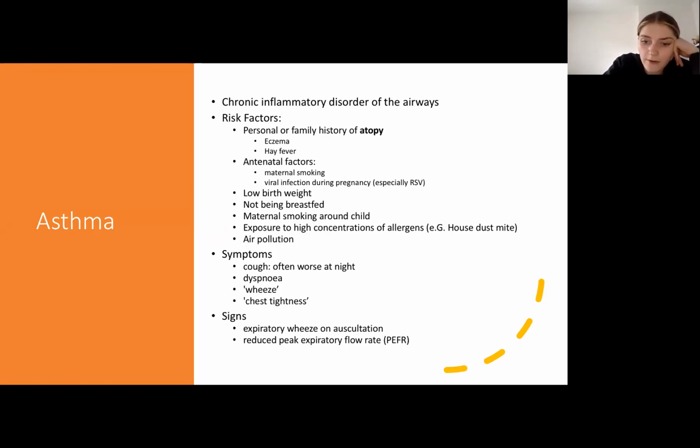When you're examining them, you're listening for a wheeze, and it's pretty obvious. You'll be able to hear it, especially if it's severe enough that they've been taken to A&E. And then they will have a reduced peak expiratory flow rate, if you do the peak flow. But yeah, those are the things that would happen.